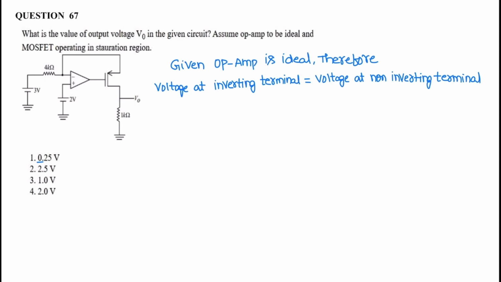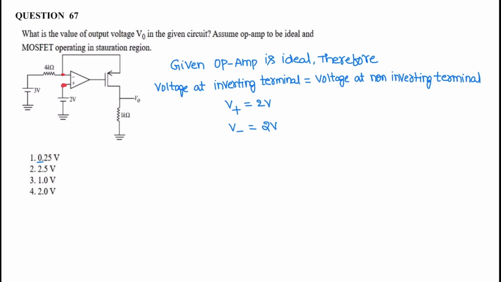Next question. Question number 67. What is the value of output voltage V0 in the given circuit? Assume op amp to be ideal and the MOSFET operating in the saturation region. So given op amp is ideal, therefore voltage at inverting terminal and the voltage at the non-inverting terminal should be equal. V plus, the voltage at the non-inverting terminal, is 2 volts. Based on this ideal op amp, the voltage at inverting terminal should also be 2 volts.